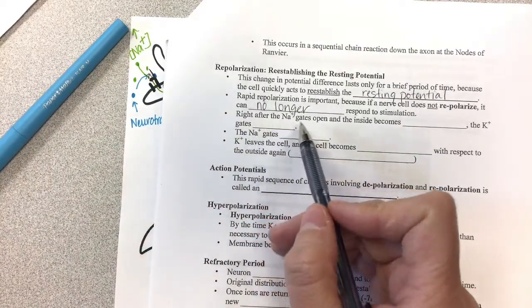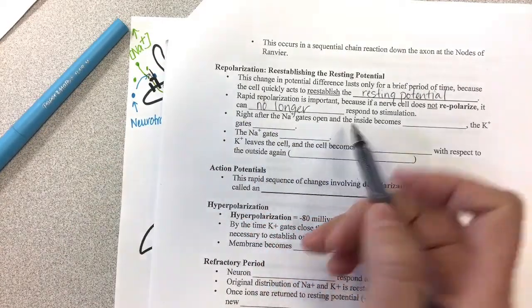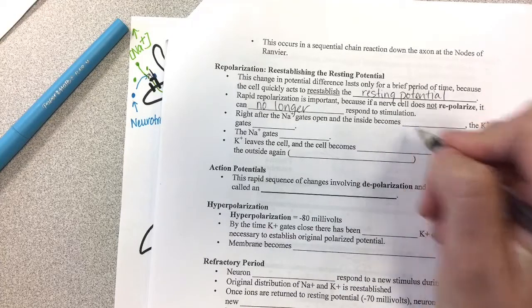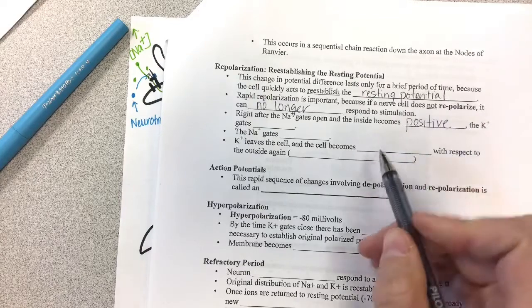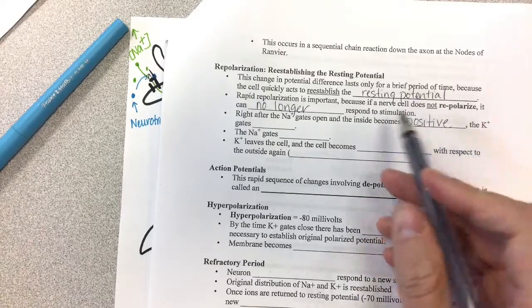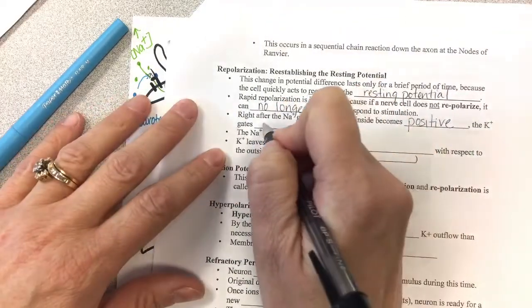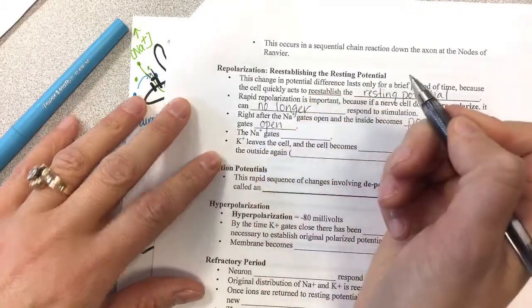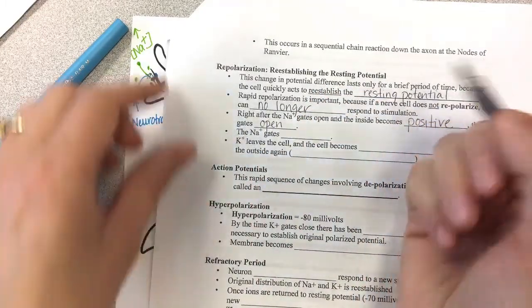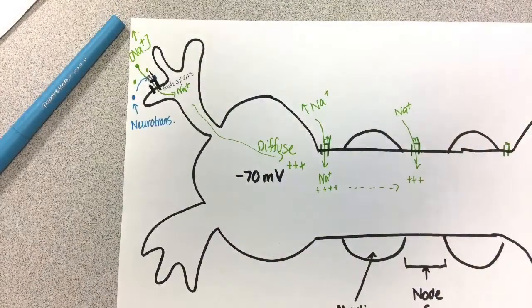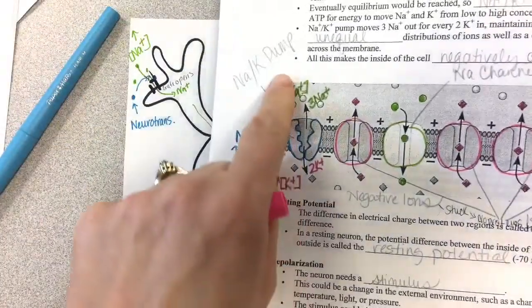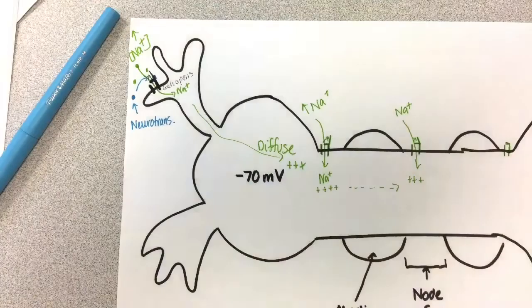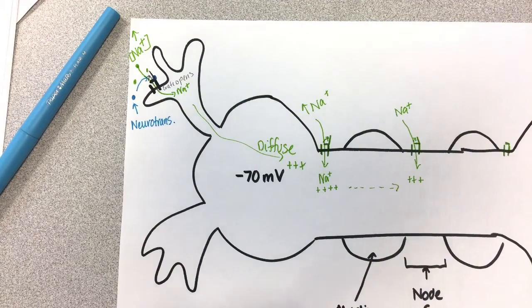So right after the sodium gates open and the inside becomes, what does it become? Positive. What happens is the potassium gates now open. So then, let's look at here. Let's draw potassium. Let's pick a different color. I'm going to do pink for potassium, keeping with what I did over here. Sodium was green, potassium was pink.